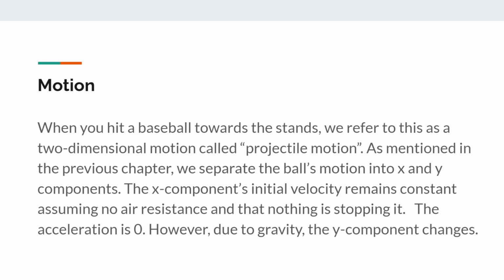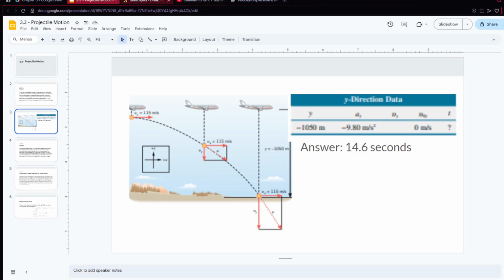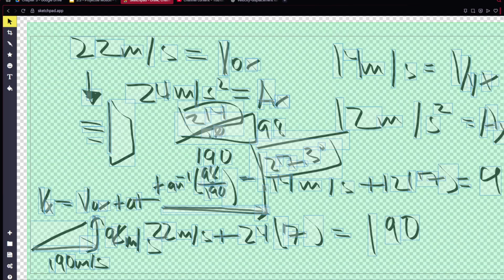However, due to gravity, the y component changes because the gravitational pull of the Earth is pulling the ball downwards. So here's an example. It's quite blurry actually, but let's explain what's happening. Let's rewrite everything down here.